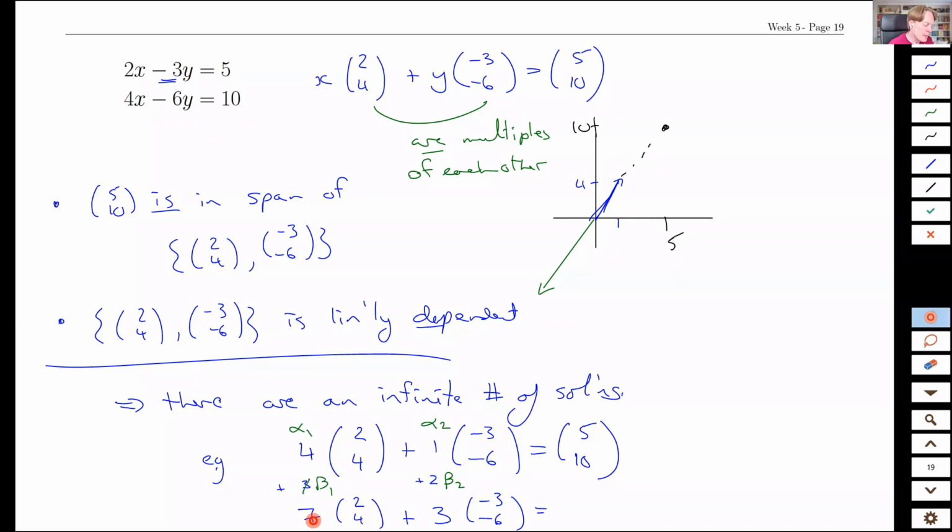And if I take a careful look here, I'm going to get 14 minus 9. 14 minus 9 is 5. 28 minus 18 is exactly 10. Or we could do 10 of these plus 5 of these. It's going to equal 5, 10 again. And there's our infinite number of solutions, just with nice real numbers.